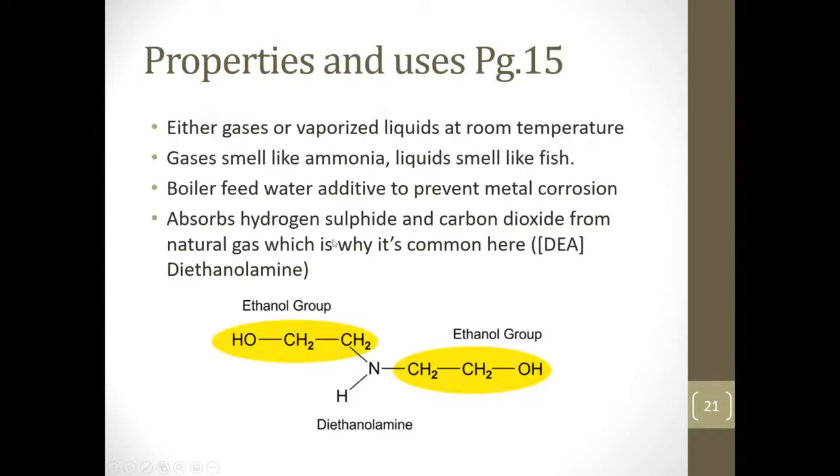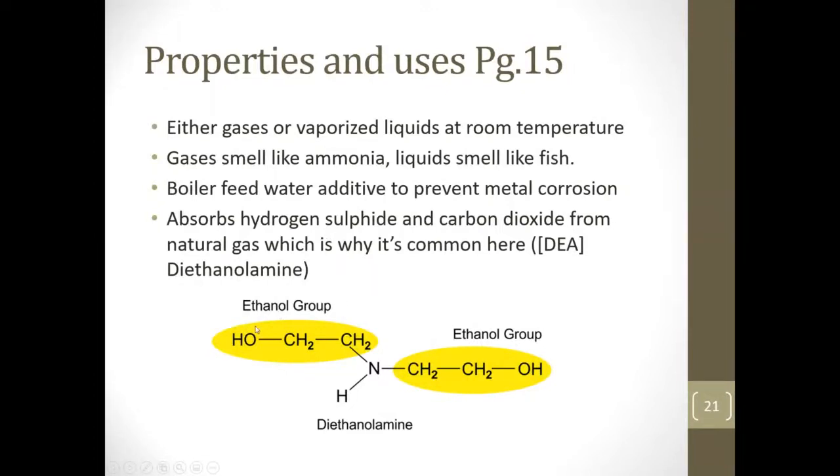Properties and uses for amines, very useful here. They're either gases or vaporized liquids at room temperature. They smell like ammonia. The liquid version smells like fish, so they're stinky, as most of these ones have been. Commonly used as a boiler feed water additive to prevent metal corrosion. And its primary purpose that most of us recognize it for is its ability to absorb hydrogen sulfide and carbon dioxide from natural gas. That's why it's very common here in Alberta. And the product that we most commonly associate with that is diethanolamine.